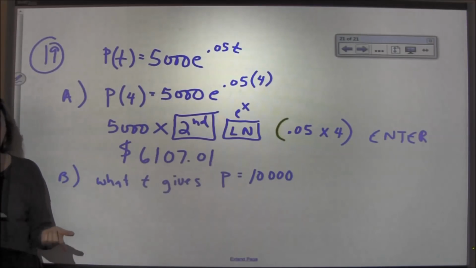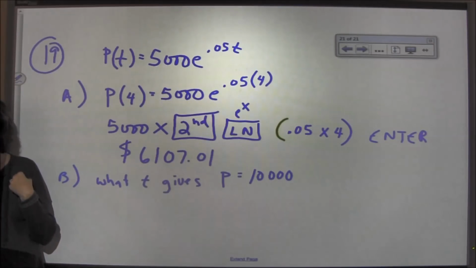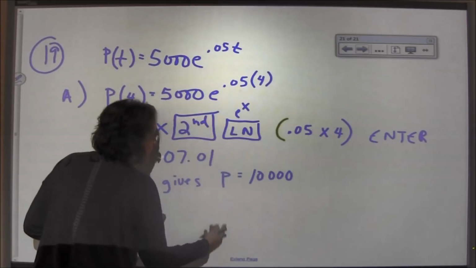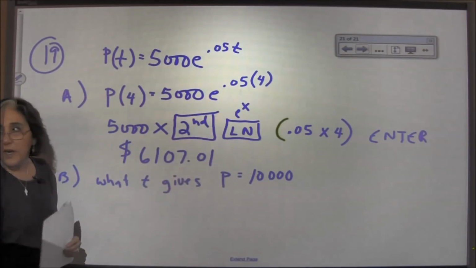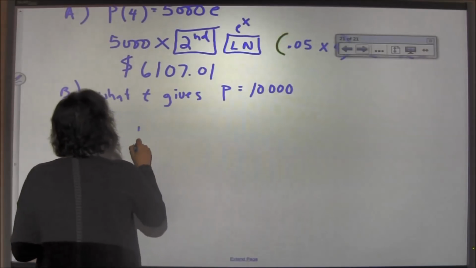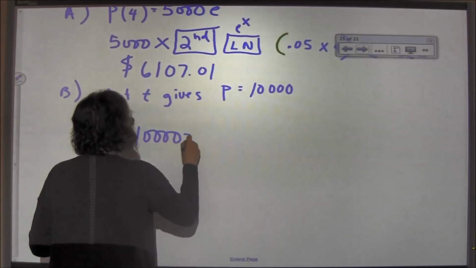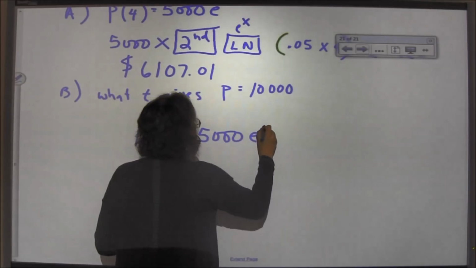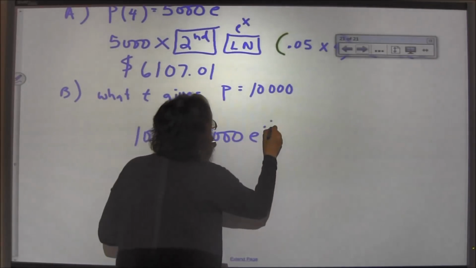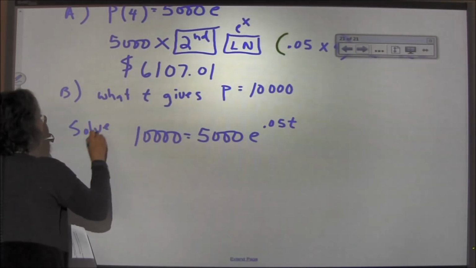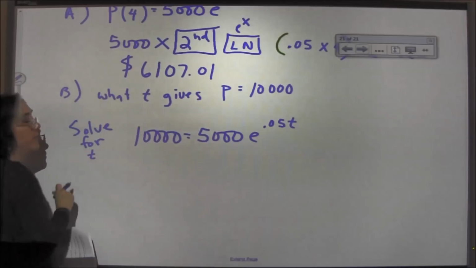This is almost the same as that problem that I asked you guys, where I said, how much time does it take money to double? Same kind of thing. Except here, well, that is doubling, right? 5,000 to 10,000 is the doubling time. So we're plugging in 10,000 for P, and we've got to solve this for t.